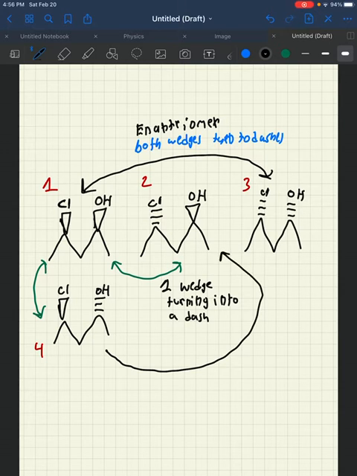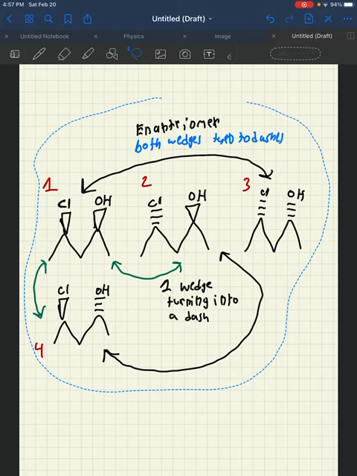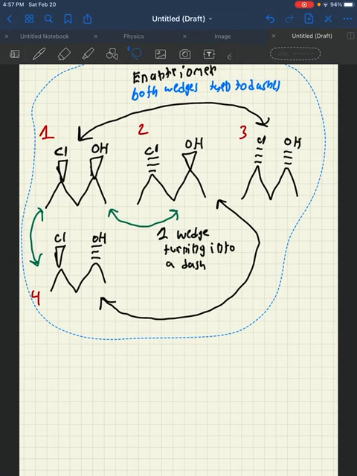And number 2 are once again enantiomers because we have both of them changing at the same time. So the wedge turns into a dash and the dash turns into a wedge from 4 to 2. So now that we have all these labeled, let me just write these out for you. Let me move this up here.